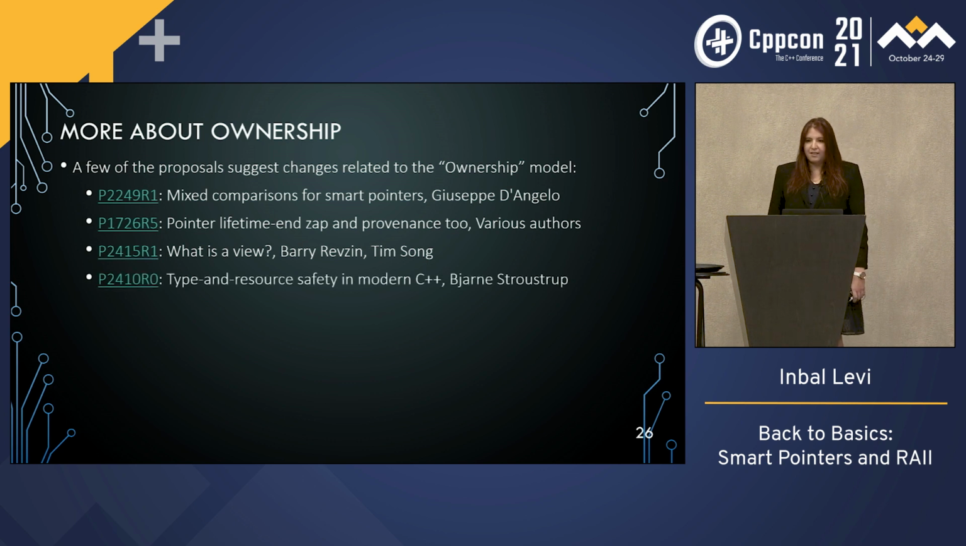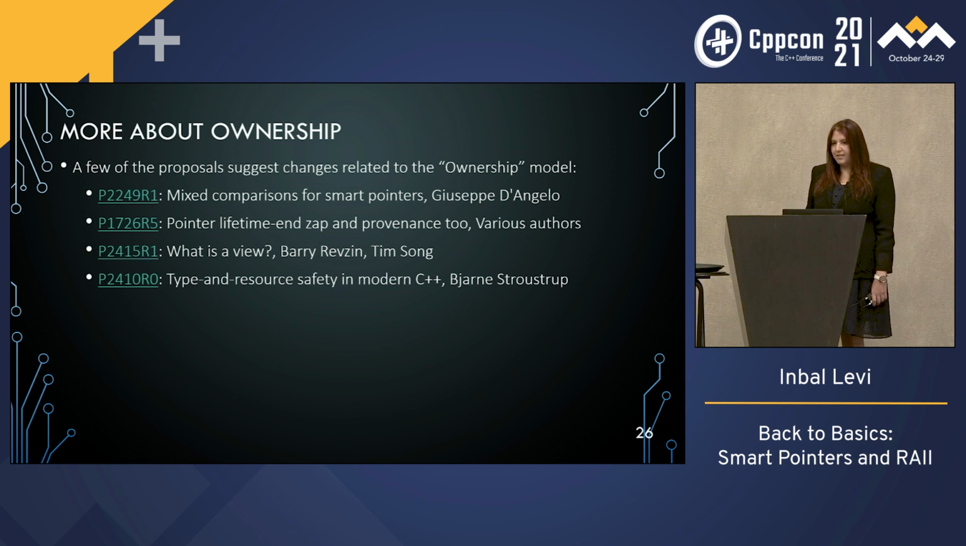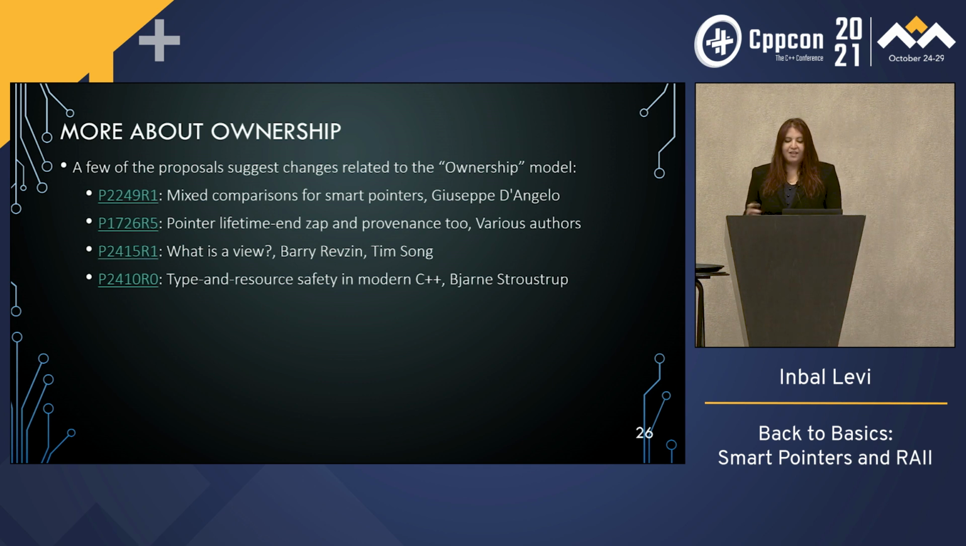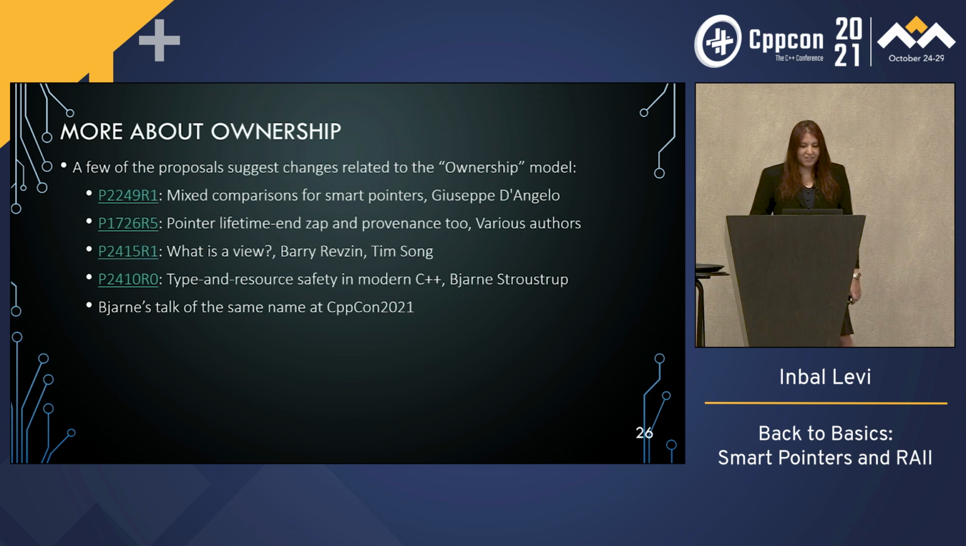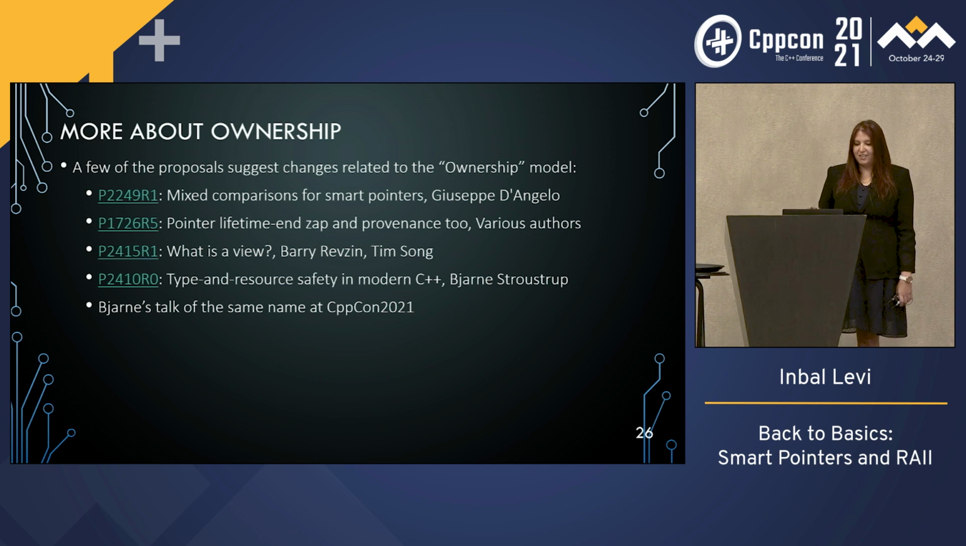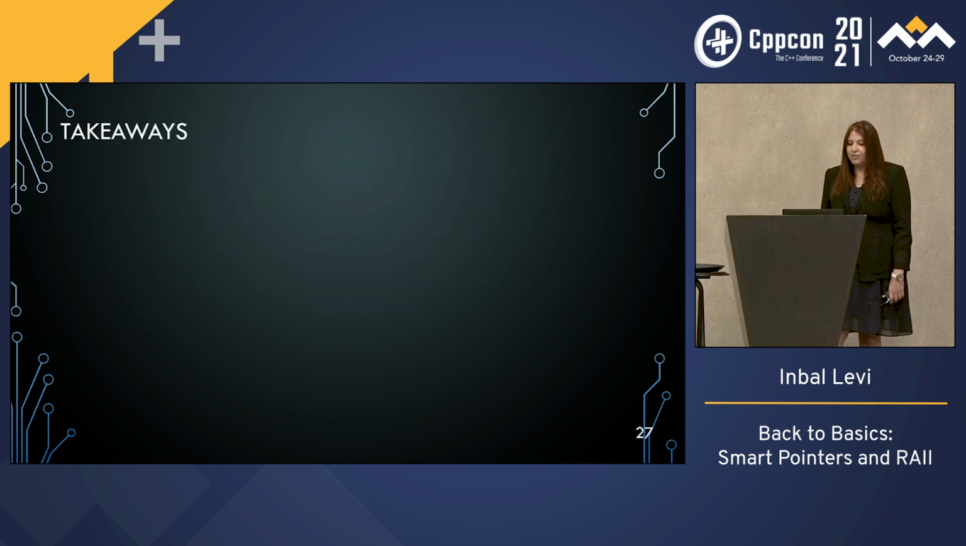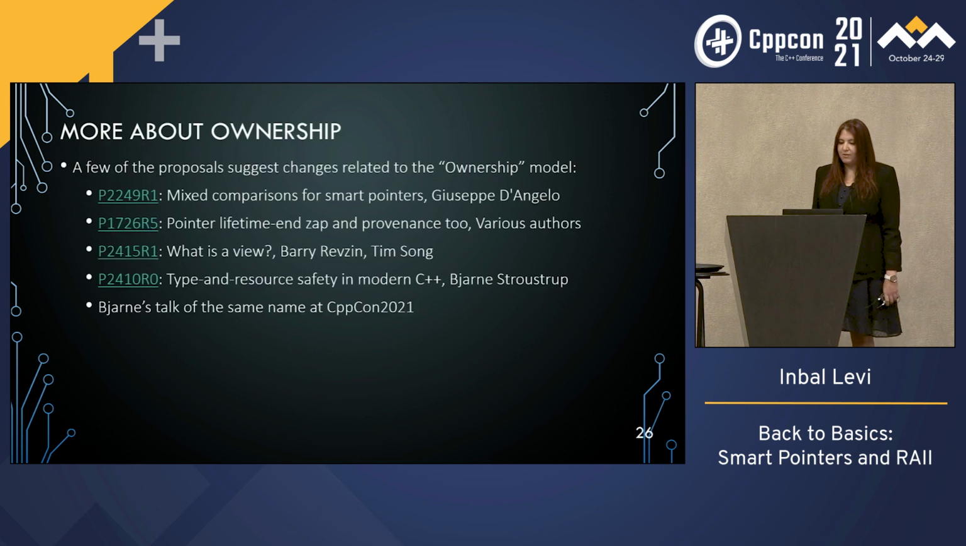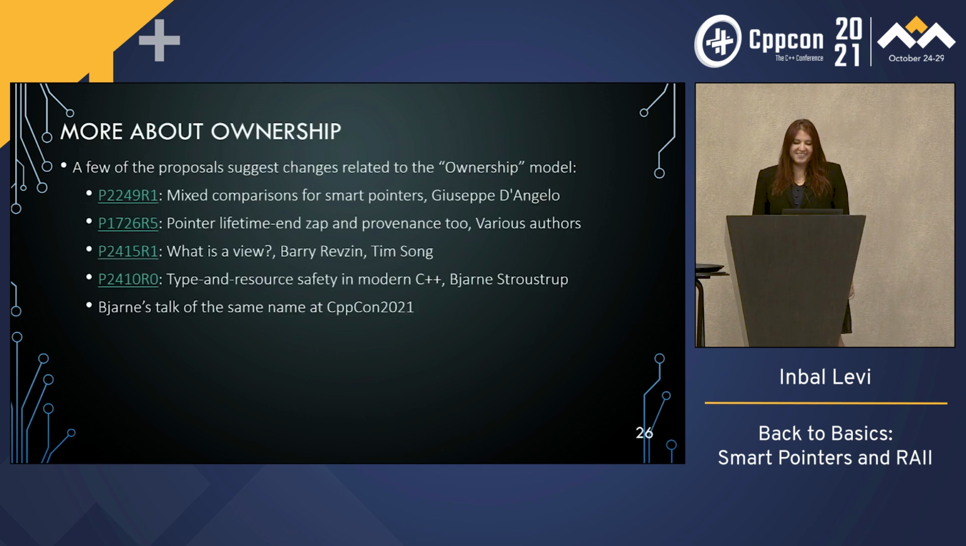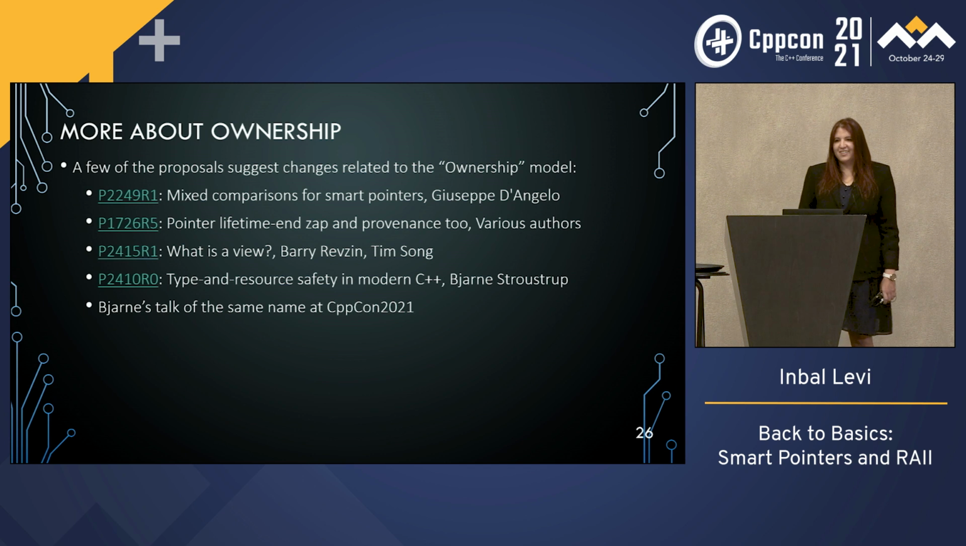And the last one that I think is very interesting is Type and Resource Safety in Modern C++ by Bjarne Stroustrup. Luckily, in this conference, Bjarne just gave a talk with the same name. So you can use your time machine or YouTube channel to go back and watch this talk. I really recommend it because I think it says a lot about the future of C++ ownership.